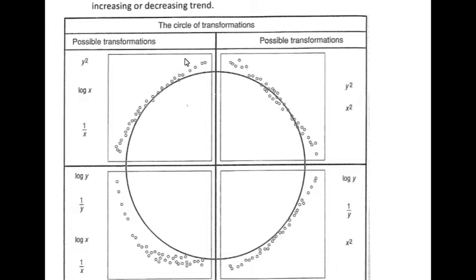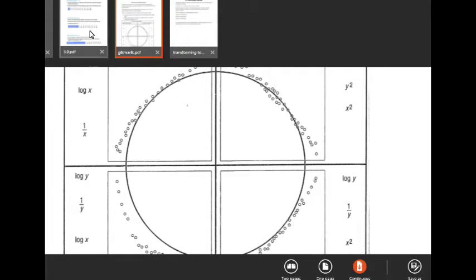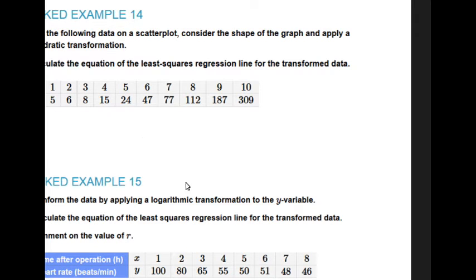Moving over to this one here, if our scatter plot looks like it's curving upwards, we can use these 3 transformations here. For this example we wouldn't need to use the x squared, so it eliminates how much work we have to do. And the same with the other 2 down below. It will make more sense in an example, which we'll do right now. So worked example 14.